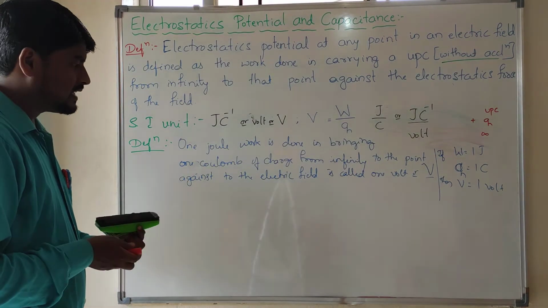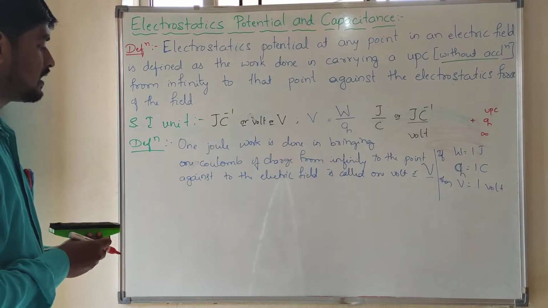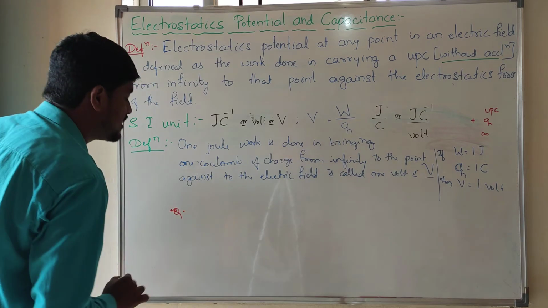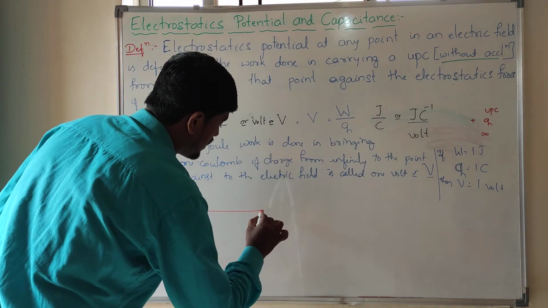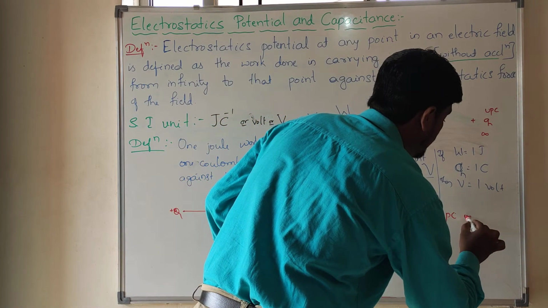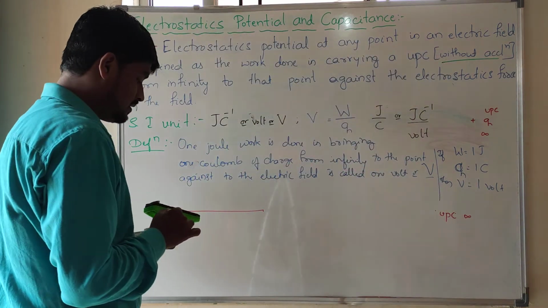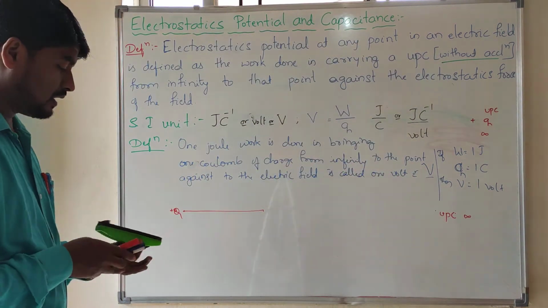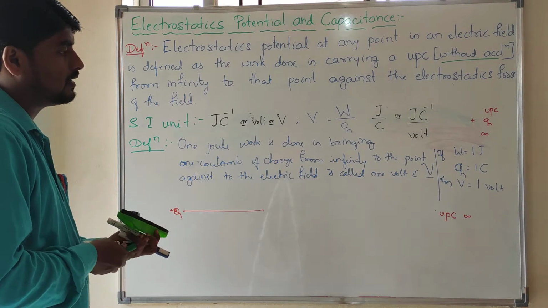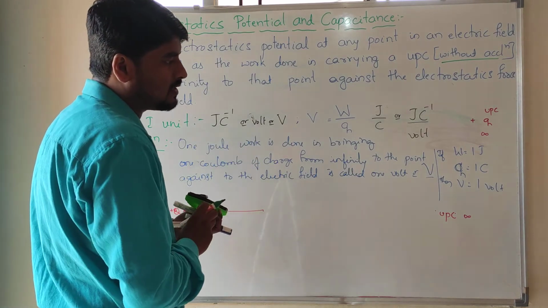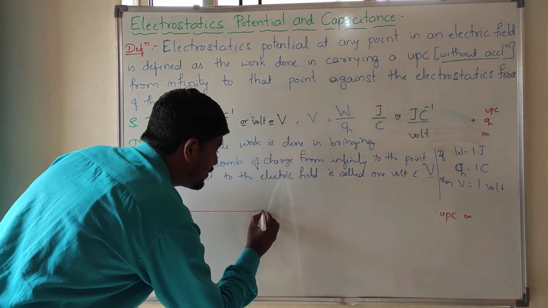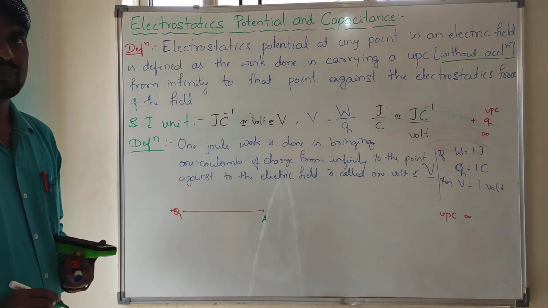Now recall the same definition or equation in another way. Let us see here, a charge plus Q is there, a point charge. Now I have placed the UPC here, at infinity. See, this is very, very important. Let me consider one point. Already I have brought this UPC from infinity to the point and placed it at a point, say A. Work is done.